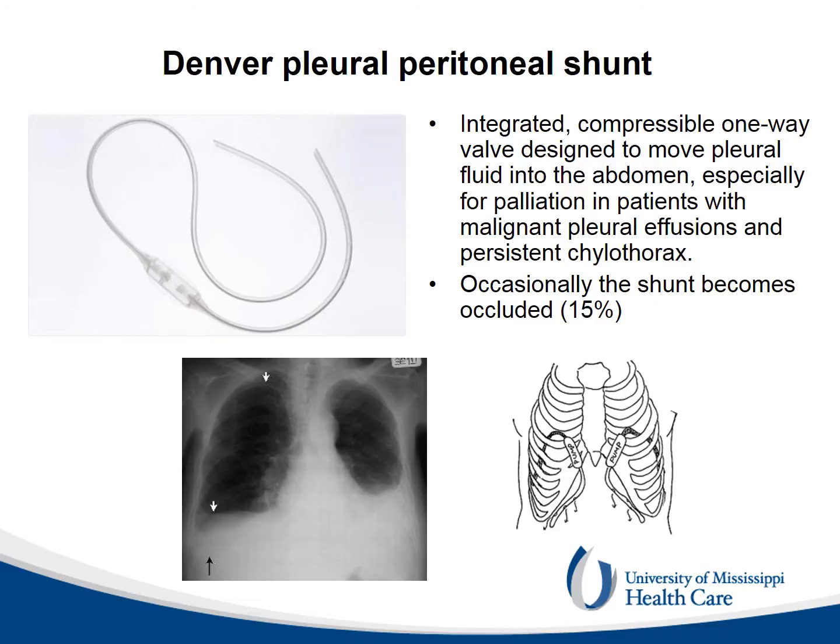The Denver pleuroperitoneal shunt has an integrated, compressible, one-way valve designed to move pleural fluid into the abdomen, especially for palliation in patients with malignant pleural effusion and or persistent chylothorax. 15% or more of the shunts become occluded with time.